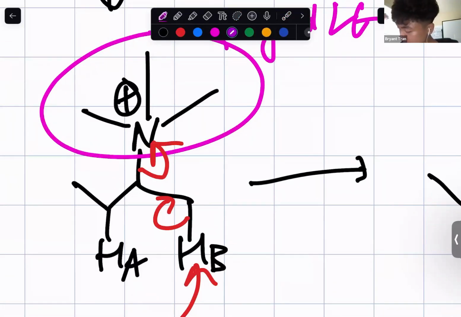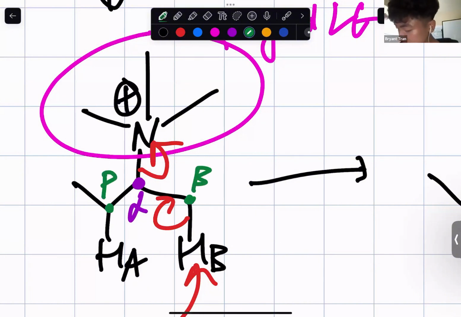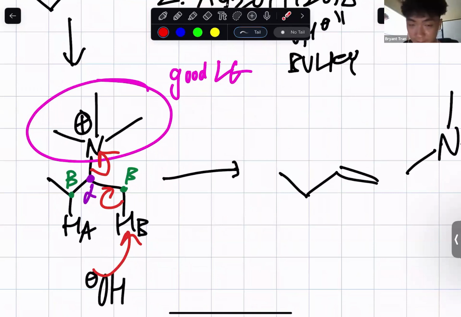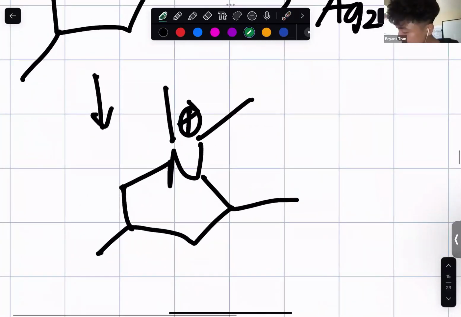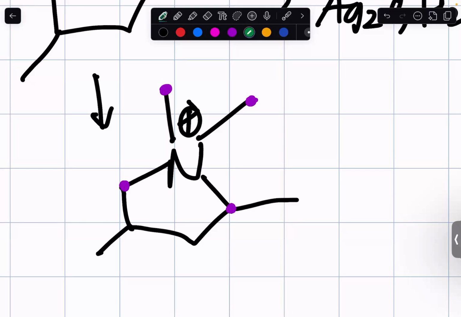This is the alpha carbon because it's the first carbon away from the LG. These are the beta carbons because they're the second carbon away from the LG. And notice how here we're grabbing a beta hydrogen, right? So for Hofmann reaction, we're looking for the least substituted beta hydrogen. So looking at this case right here, these purple carbons, the ones directly coming off of the nitrogen, are the alpha carbons. The green carbons right here are the beta carbons.